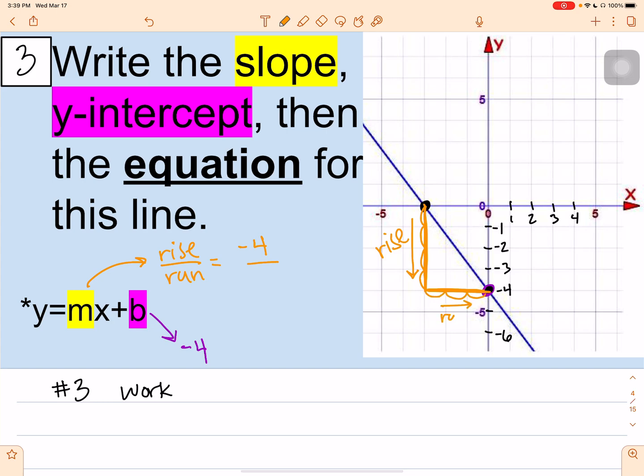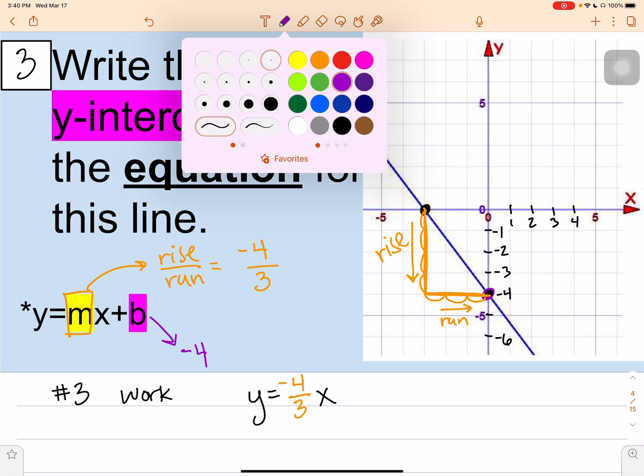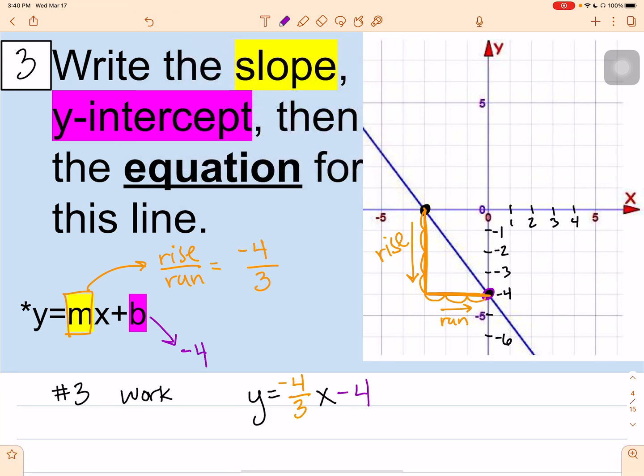So my run, I went to the right 3. So my slope is -4/3. If you were to divide that, you would get a bad repeating decimal, so let's just leave it as a fraction. So my equation is y equals -4/3 x, and then my y-intercept was -4. So this is your linear equation here.